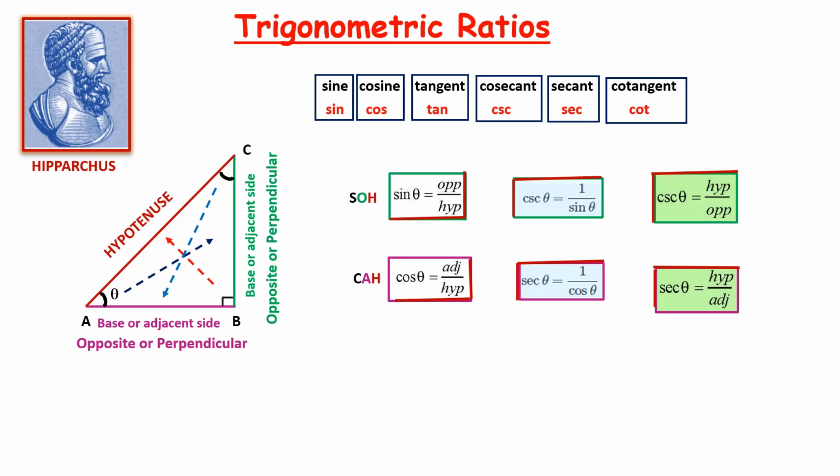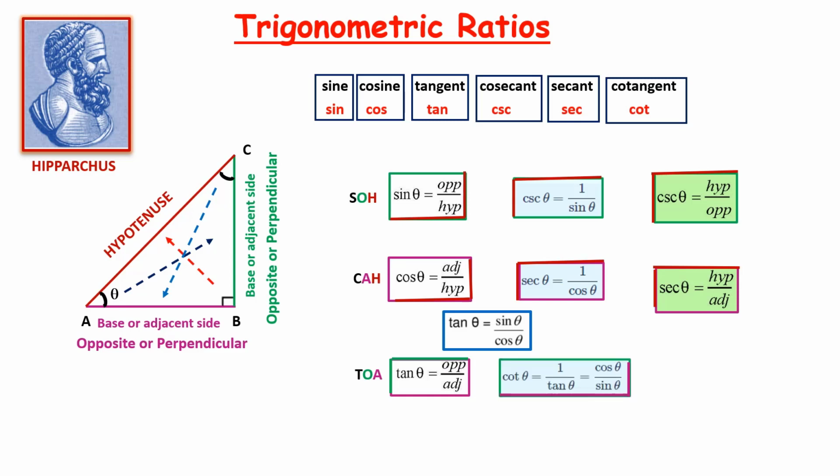Now we have tan theta, which is equal to sin theta by cos theta. That's why it is equal to the opposite side by adjacent side. And we have cot theta, which is the reciprocal of tan theta. That's why it is equal to adjacent side by opposite side.